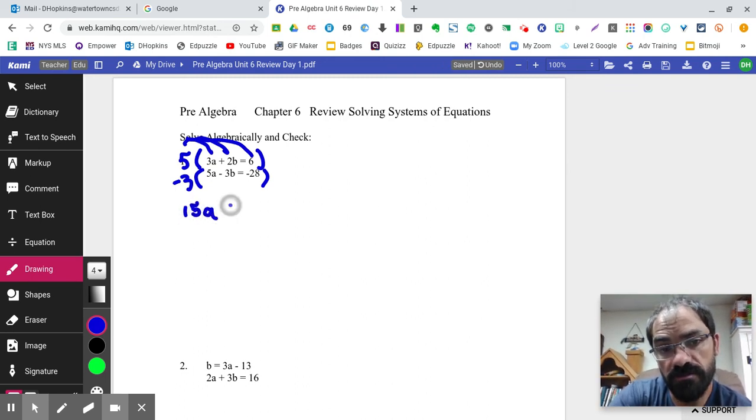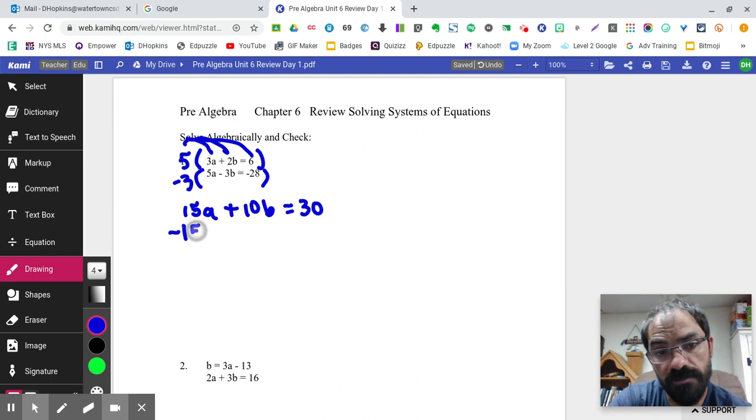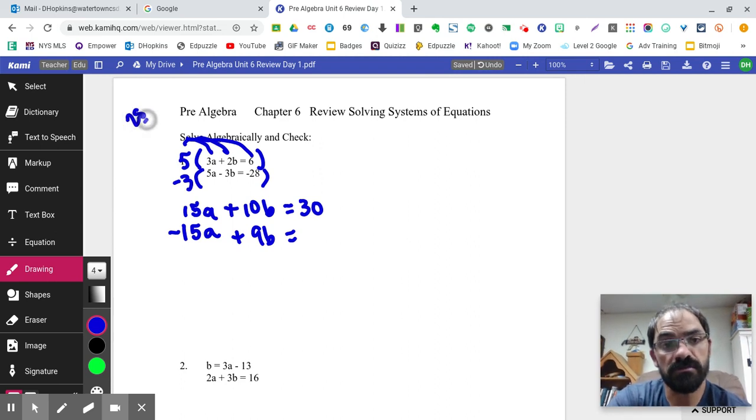5 times 2b, 10b, and 5 times 6, 30. In the bottom, distribute that. Negative 3 times 5a, negative 3 times negative 3b is positive 9b. And that equals, do your math on the side, 28 times 3, 84.